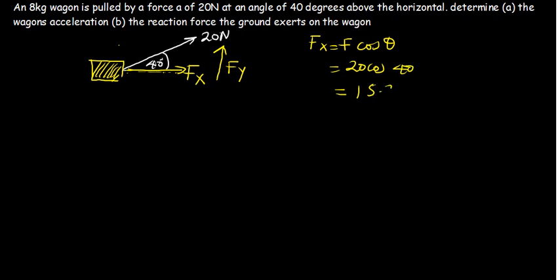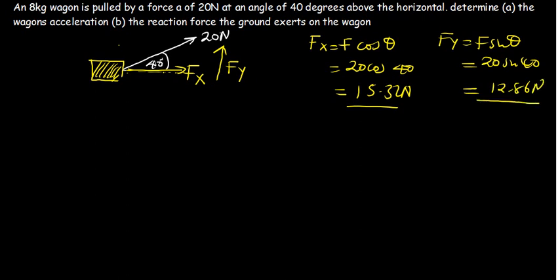This is going to give us 15.32 newtons. The y component is always given by F sin theta, and that is going to be 20 sin 40, and this is going to give us 12.86 newtons.